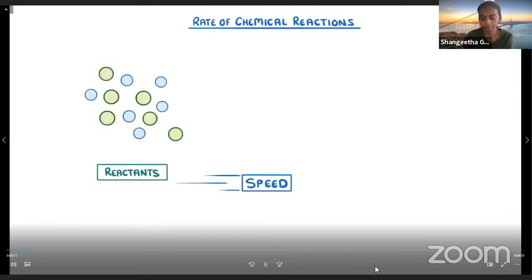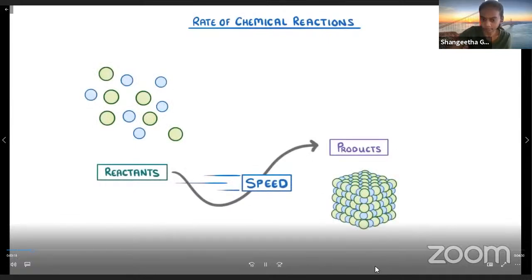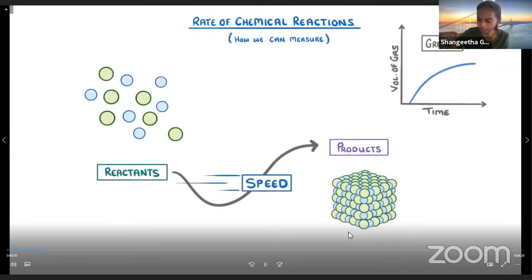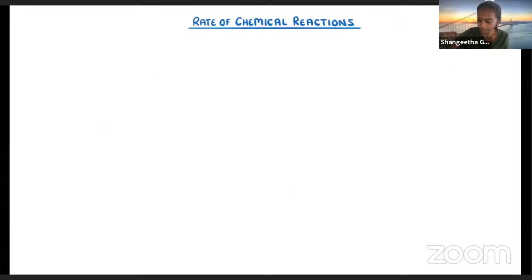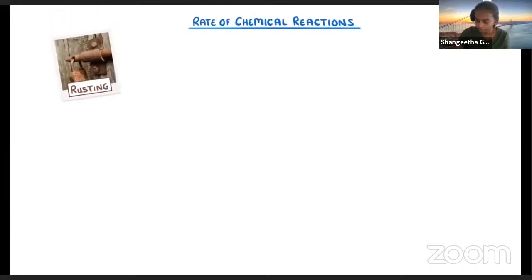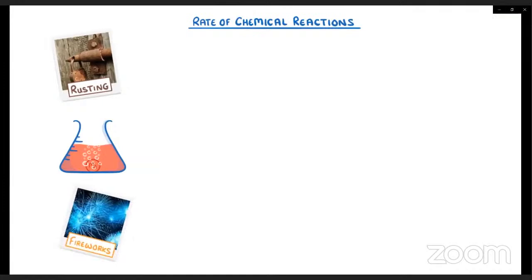In this video, we're going to look at the rate of chemical reactions, which just refers to the speed with which the reactants get turned into products. And we'll also see how we can measure this rate and how to show it on graphs. First though, it's worth understanding just how much the rate of reaction can vary. For a slow reaction, think of the rusting of iron, which can take years or decades. A more typical rate is something like the reaction between magnesium and an acid, which produces a gentle stream of hydrogen bubbles. Then at the other extreme, we have explosions like fireworks, which take place in just a fraction of a second.